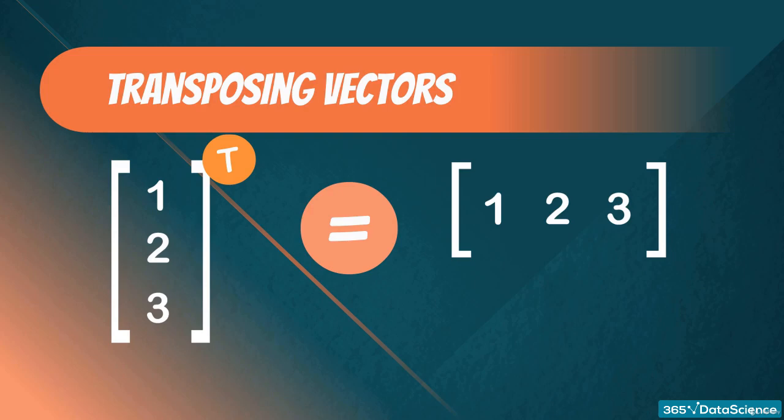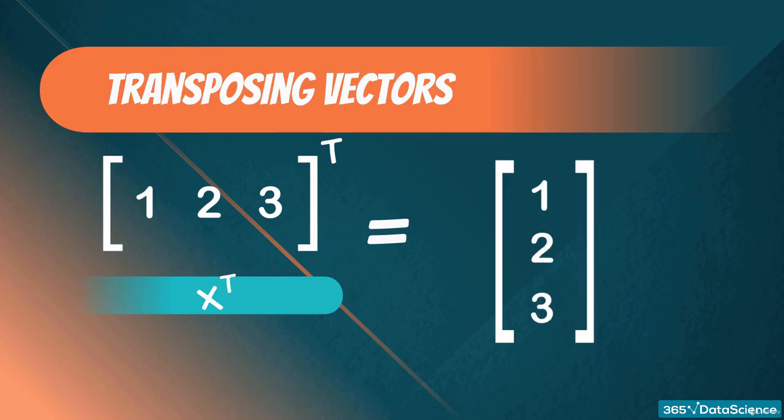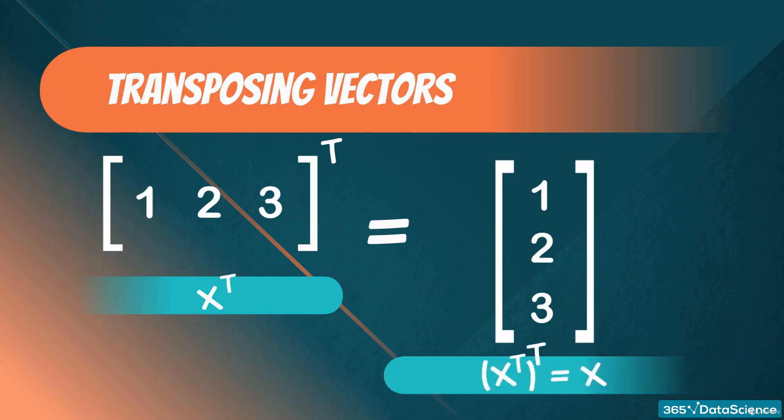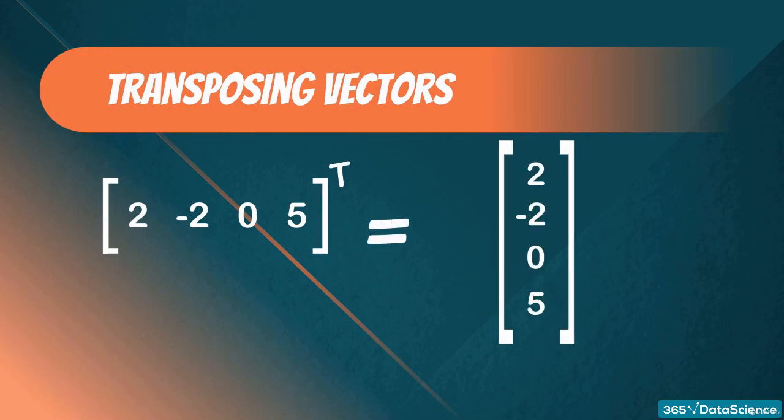Cool! Let's see another one. The row vector 1, 2, 3 transposed equals the column vector 1, 2, 3. So, this is a pretty neat operation. If we transpose x twice, we get x. How about another example? The row vector 2, minus 2, 0, 5, when transposed, becomes the column vector 2, minus 2, 0, 5. Very easy, right?